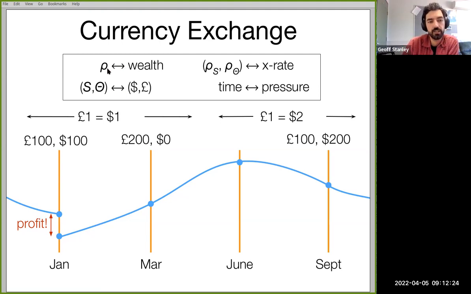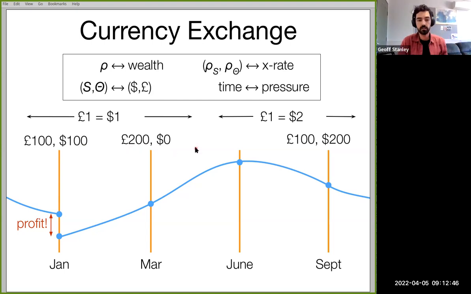So in this analogy, rho, the density, is like wealth. So it's like how much stuff you have. And then salinity and temperature are like different currencies. So they could be like dollars and pounds. So imagine you start off with a great one-to-one exchange rate for simplicity, and you have $100 to 100 pounds. And then let's say you trade in your dollars to get 200 pounds.